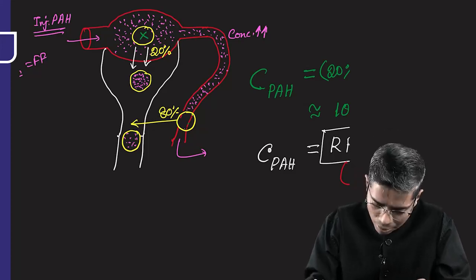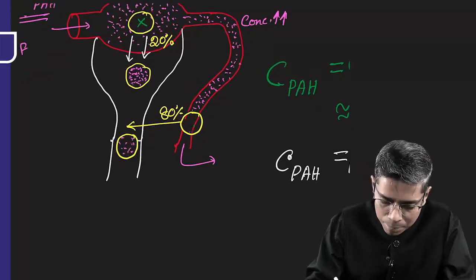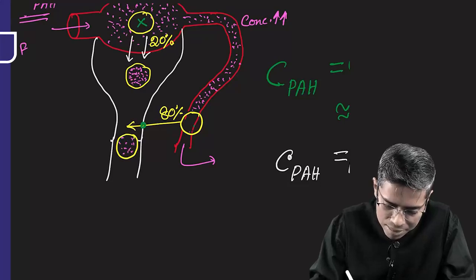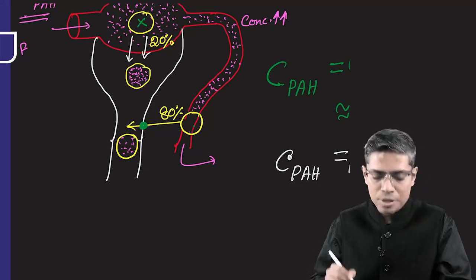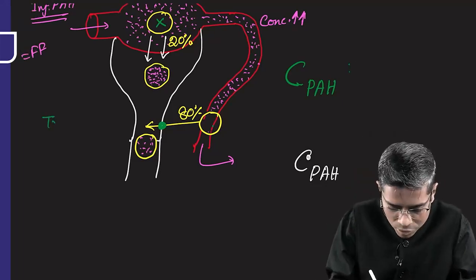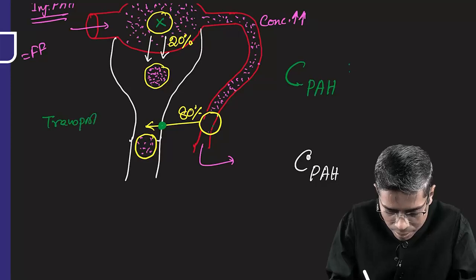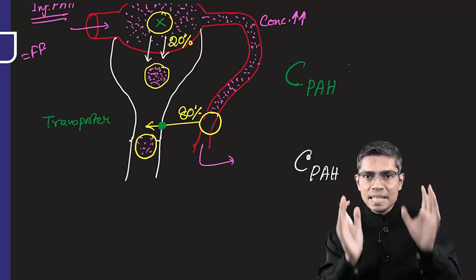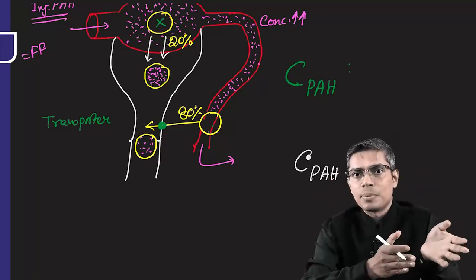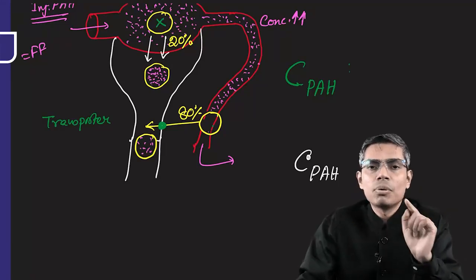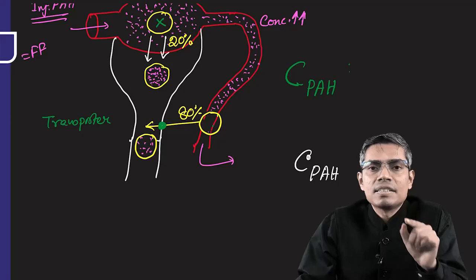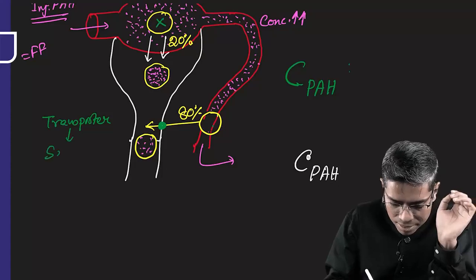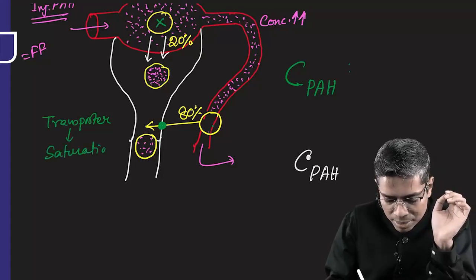Why no? Because the secretion of PAH at the level of the proximal convoluted tubule is mediated by a certain carrier protein, certain transporter proteins. Whenever any secretion is mediated by a carrier protein or transporter protein, it will follow a particular kinetics, and that kinetics is known as saturation kinetics. What do you mean by that?